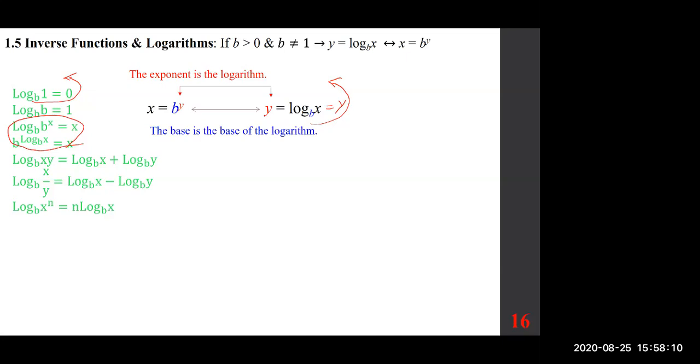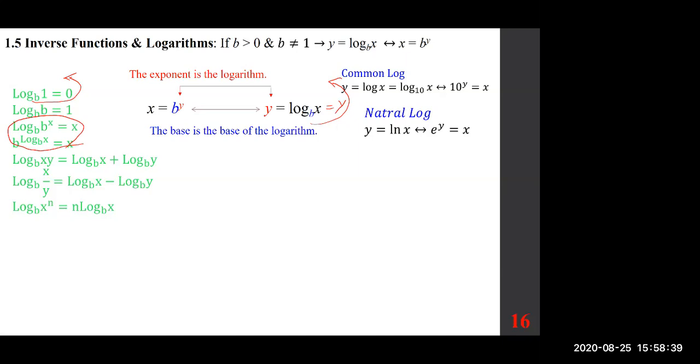When we look at common log, the base changes to 10. We do not bother to write that. It's important to see that we don't write the base. Okay, class? That means common log. Now, in the case of a natural log, we use ln.